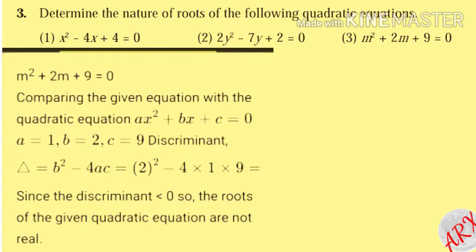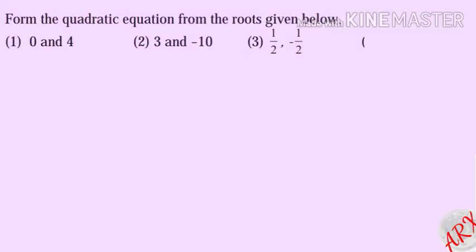So the value of the discriminant we will get is minus 32. So delta is less than 0. Therefore roots are not real. Now we will move on to question number 4.